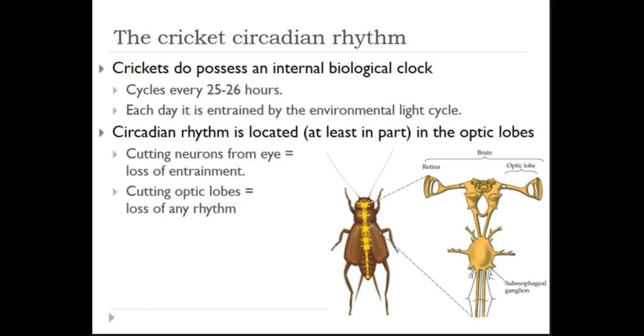If you start doing experiments where you remove different parts of a cricket's nervous system, just to try to figure out where this clock exists within the crickets, what you find is that if you cut neurons coming out of the eye itself, out of the compound eye, the animal loses its ability to entrain. So it's definitely receiving visual input from its eyes and using that information to entrain on whatever the current light-dark cycle is.